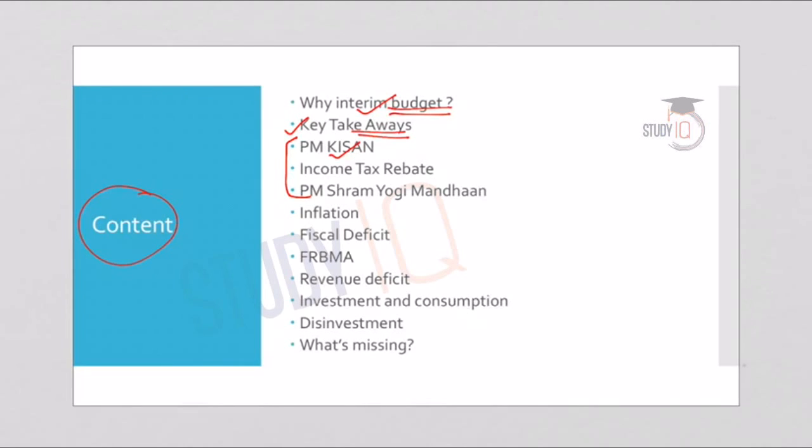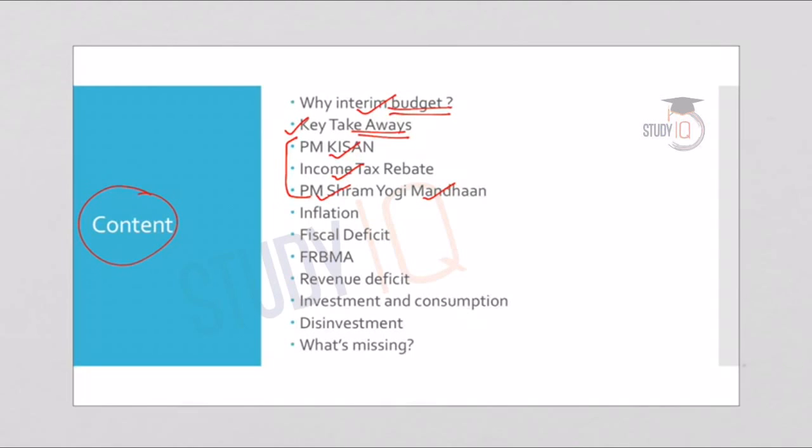PM Kisan, that is Pradhan Mantri Kisan Yojana. We will also discuss about the income tax rebate and we will also discuss about Pradhan Mantri Shram Yogi Mandhan. And this lecture would be more of a kind of analytical type than factual.